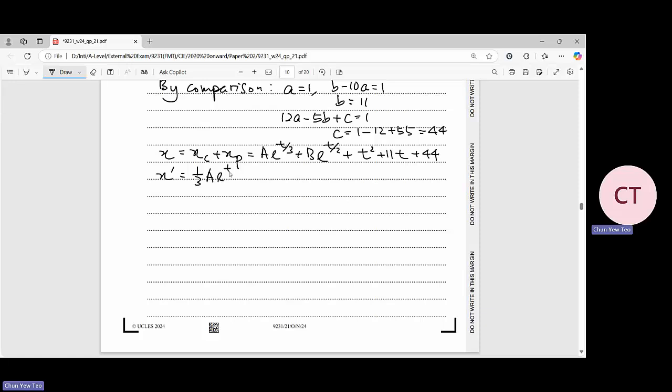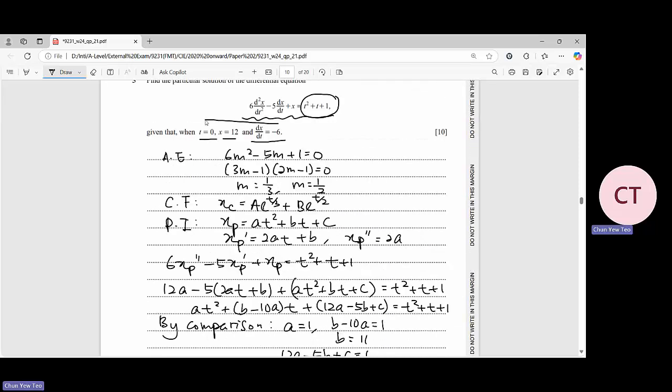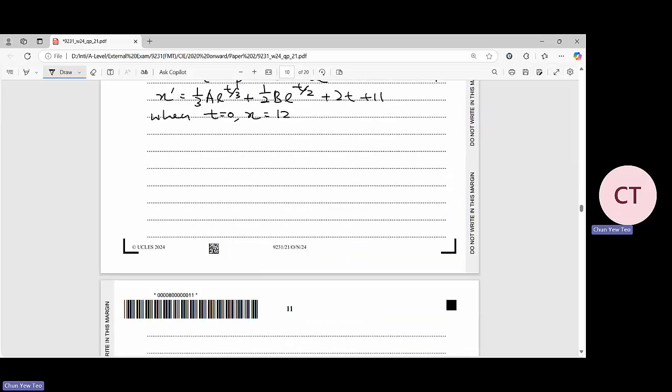1 over 3 a e power t over 3 plus the half b e power t over 2 plus a 2t plus 11. And given when t is equal to 0, x is equal to 12. Okay, so this is what they give you from the information over here. t equal to 0, x equal to 12.